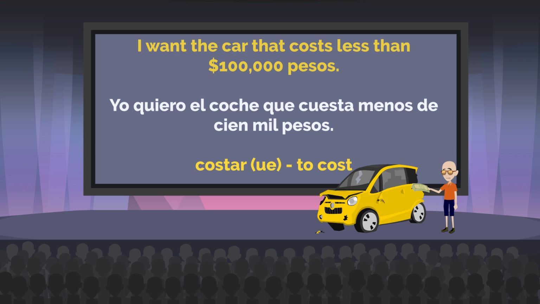Compare that to this sentence. I want the car that costs less than 100,000 pesos. Now I'm talking about a specific car I've identified. Yo quiero el coche que cuesta menos de 100,000 pesos. See, we use cuesta. That's in the indicative, the regular old present tense you learned when you first started learning Spanish.